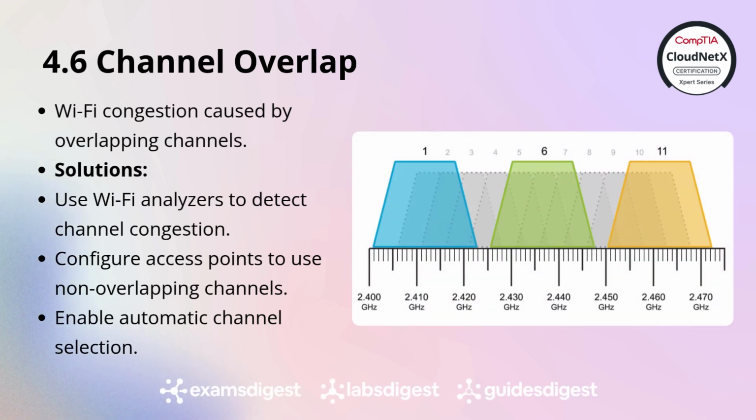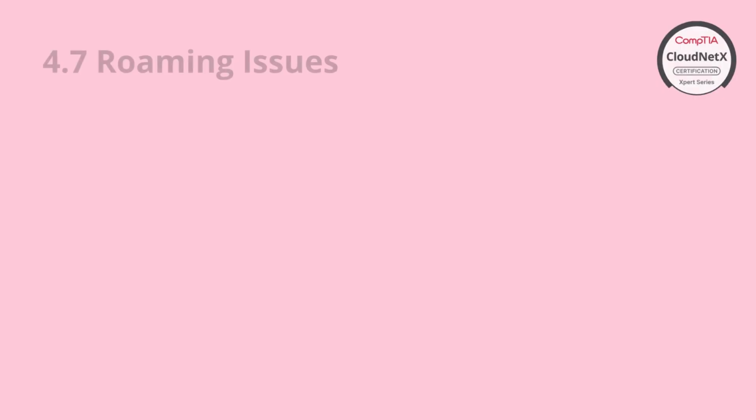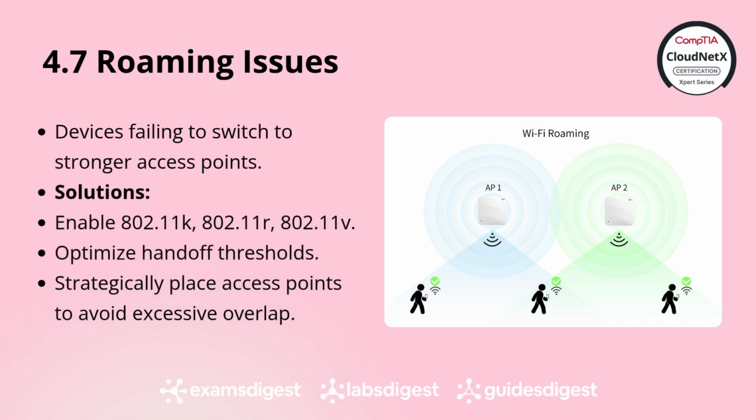Another major factor affecting Wi-Fi performance is channel overlap. In the 2.4 GHz band, there are only 3 non-overlapping channels: 1, 6, and 11. If multiple access points or neighboring networks operate on the same or adjacent channels, interference and congestion can occur. For example, if an office has multiple Wi-Fi access points configured on overlapping channels, users might experience slow speeds, high latency, or frequent disconnections. Finally, let's talk about Wi-Fi roaming issues.